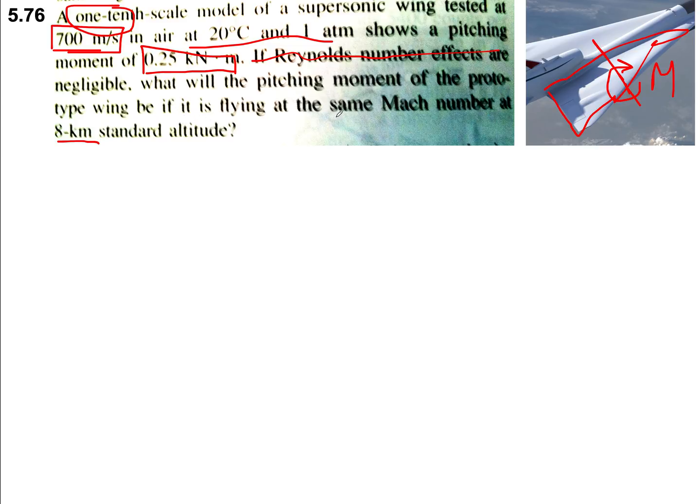Here they give us a hint that the Mach number between the model and the prototype is the same. So they're telling us we have dynamic similarity. Not only do we have geometric similarity from the first statement, a 1/10 scale model, but here they're giving us a hint that we have dynamic similarity because they are flying at the same Mach number. So the question is, what moment should I expect in flight if the moment I found in the wind tunnel was 0.25 kilonewton meter?